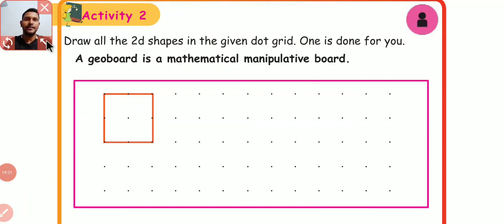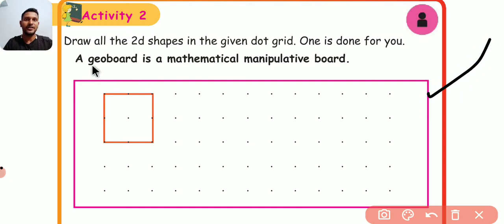Next, here they are giving an activity to draw all the 2D shapes in the given dot grid. One is done for you. A geoboard is a mathematical manipulative board. You see this board? This board is called what? Geoboard. This is a mathematical manipulative board. Here we have to draw the 2D shapes. What are all the 2D shapes? Square, they have already drawn that shape, and rectangle, triangle, circle. We have to draw those shapes here by connecting the dots.